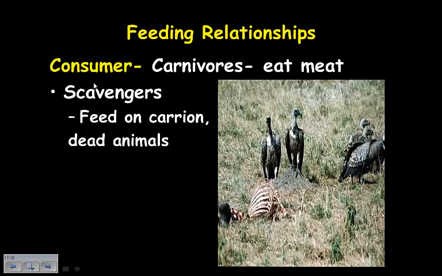You can also have a consumer relationship where they're still carnivores, they're still eating meat, but they're scavengers. They're feeding on dead animals. And let me tell you, they stink. They stink bad because they're eating dead, decaying stuff. So even if you get one of their feathers, they stink. Oof. Little air freshener, maybe a Tic Tac would be good.